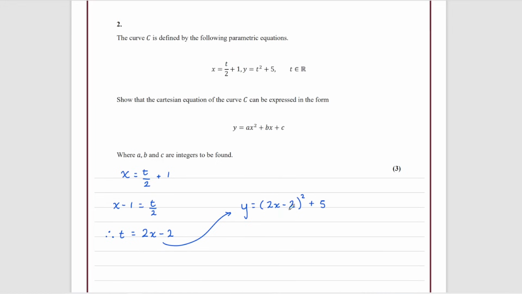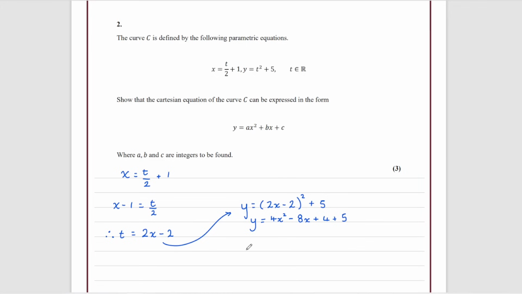Now we'll expand these double brackets here. In that case then, we're going to get 2x times 2x, that's 4x squared. We then got 2x times minus 2, so it would be minus 4x. We also repeat that again. So minus 2 times 2x is another minus 4x. So in total there, we've got minus 8x. And then finally, minus 2 times minus 2 is positive 4. So plus 4 there. Don't forget the plus 5 at the very end.